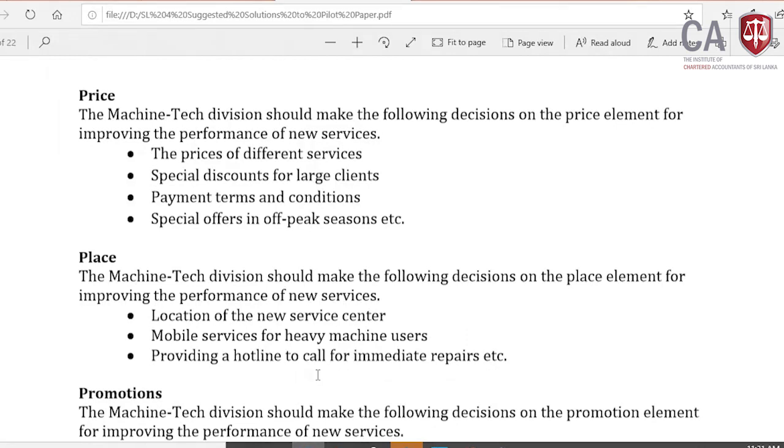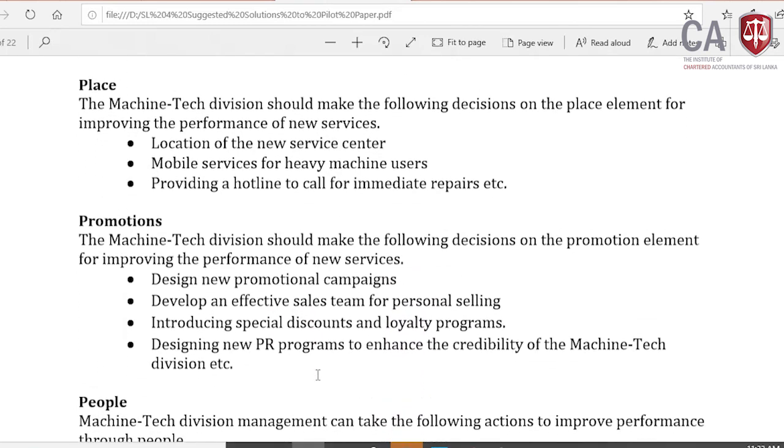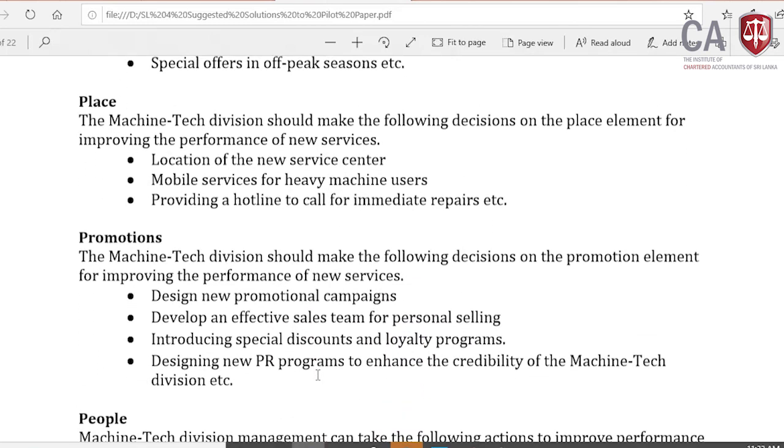Right. So, the machine tech division should make the following decisions on the place element for improving the performance of new services: location of the new service center. You can think we are going to have our service center location and mobile service for heavy machine users. You may have mobile service when they ask you, you may go with your mobile vehicles, and provide a hotline to call for immediate repairs.